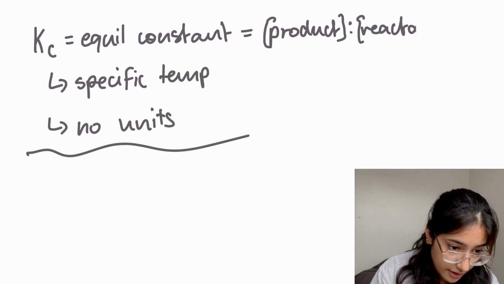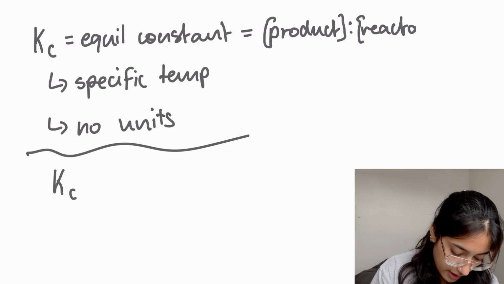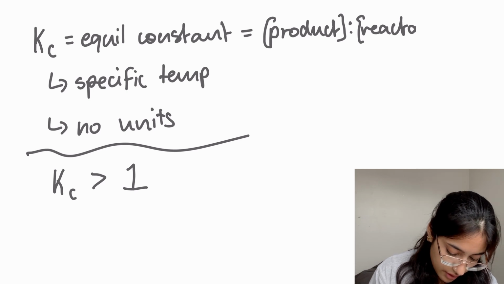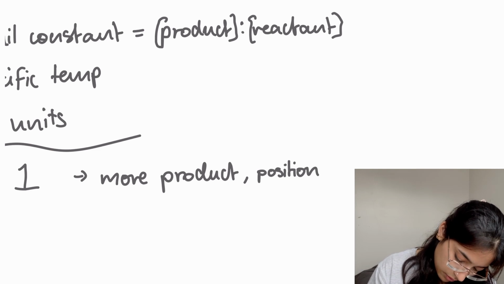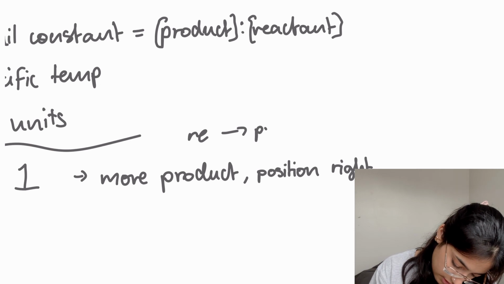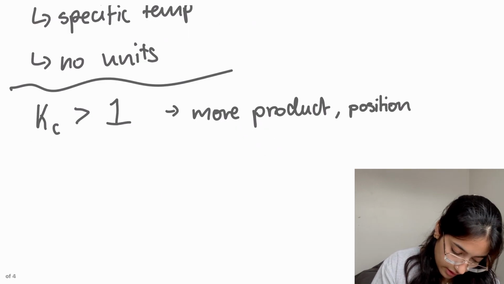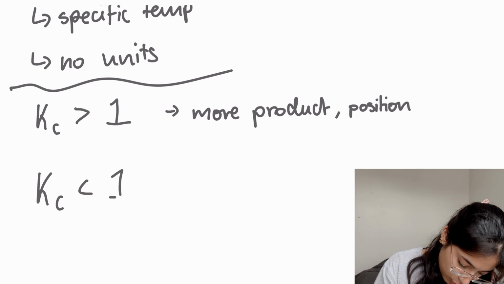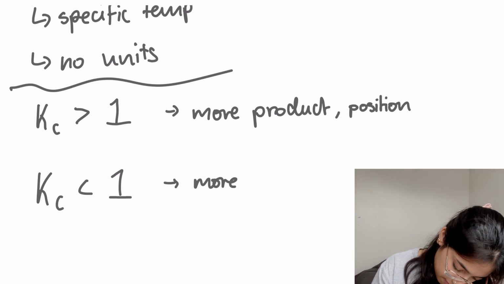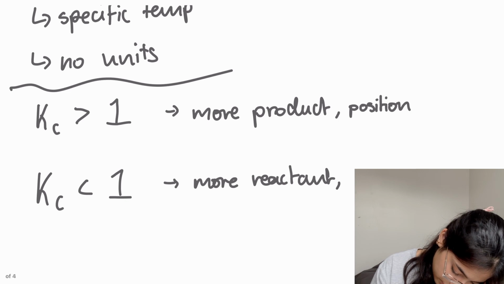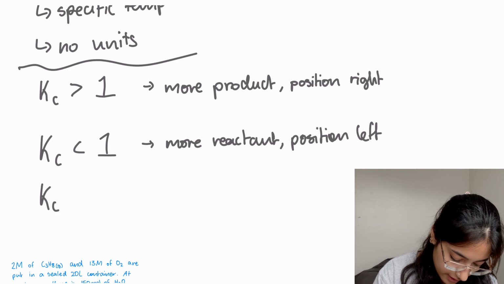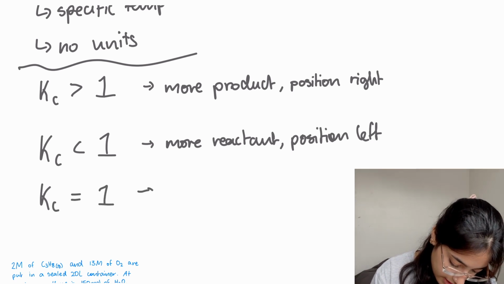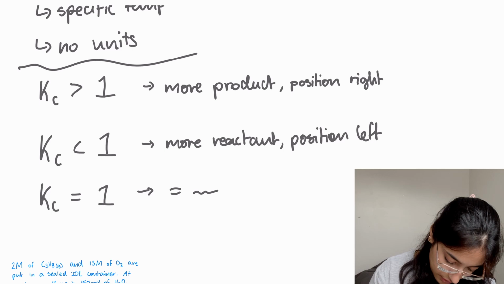The way that we do this is, if we have a big Kc value, which is defined as being greater than 1, then that means there's more product. So the position is to the right, because we're favoring the products, right? It's reactant to product, so that's why it would be to the right. On the other hand, if Kc is less than 1, then we have more reactant, and that means our equilibrium position is to the left. We have a third option as well, which is when our Kc is exactly equal to 1. In that situation, we would have an equal amount, so there's no favoring.